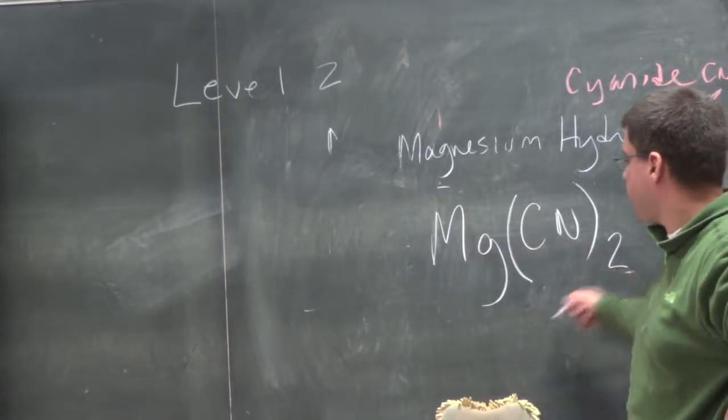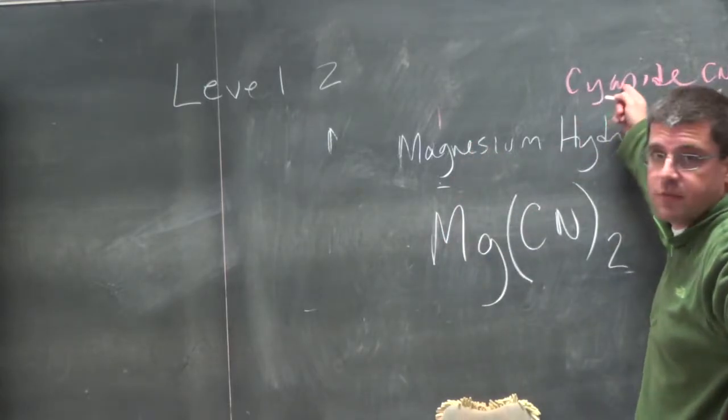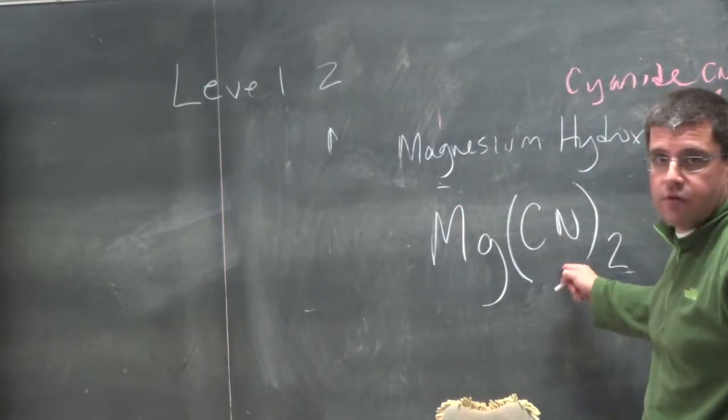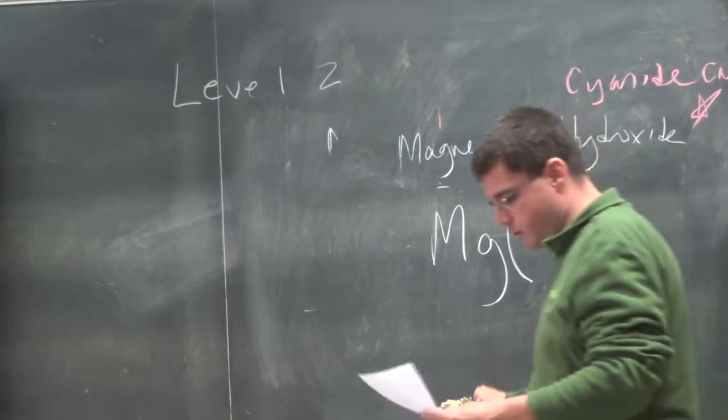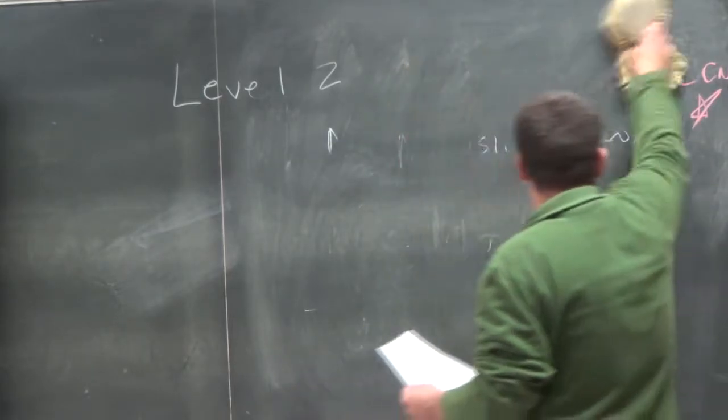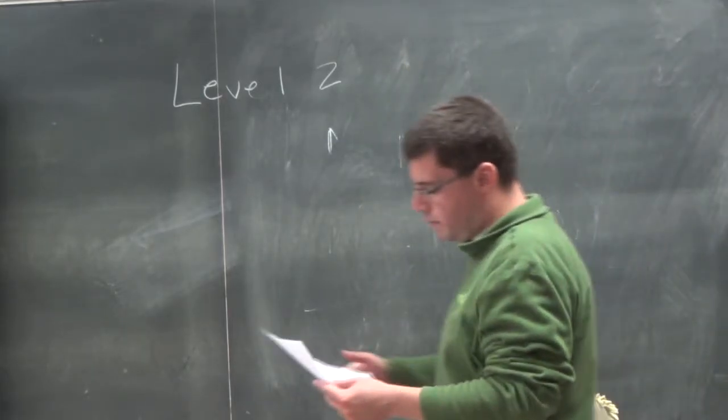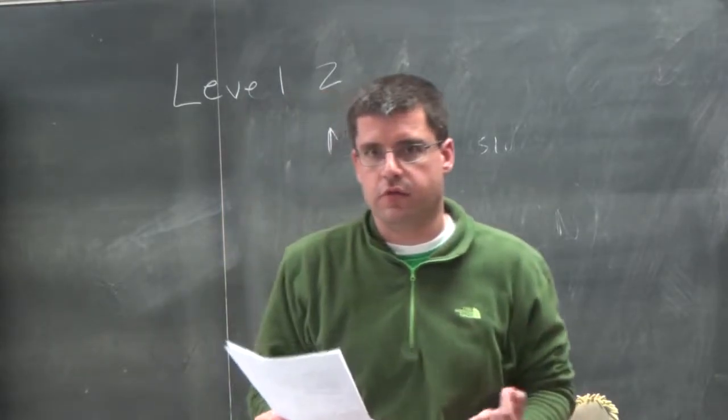Okay. So 2 cyanides, 1 magnesium gives you magnesium cyanide. Again, similar to hydroxide. Be careful with that, okay? All right. So now, you can pause the video and do the next 3 like this, okay?